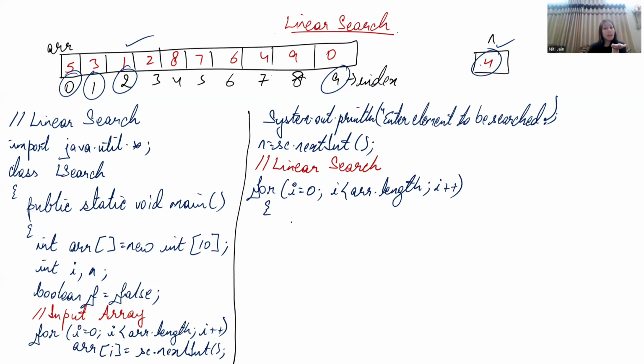When will I say that I have found the element? When the value of n matches the value inside the arr. So I say if n, that is the value or the variable I'm searching for, is equal to arr[i]. What does arr[i] do? arr[i] basically refers to each element one by one, starting from 0, 1, 2, 3, and going up till the last element. So whenever the two values match, my search is successful. So I state the flag up, that is, I make it true.